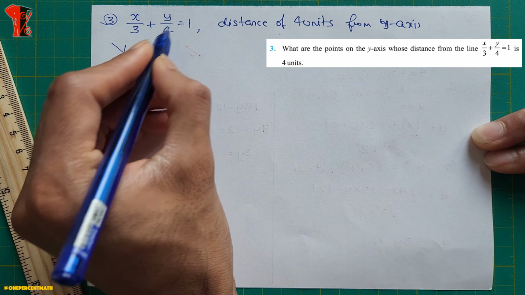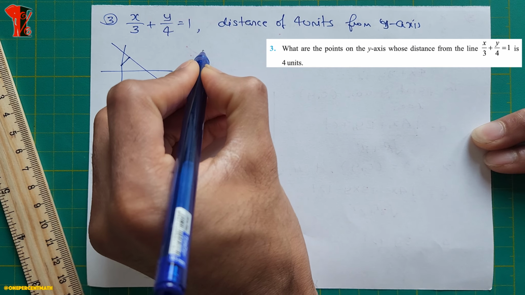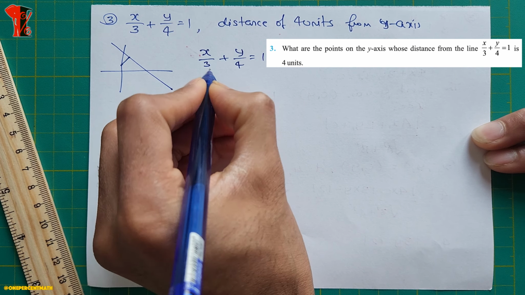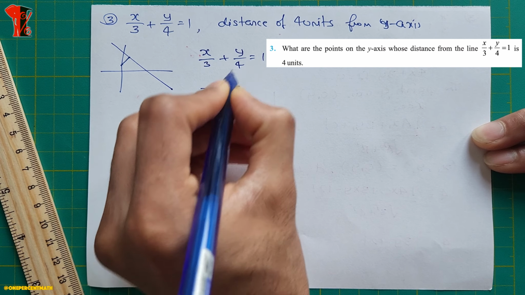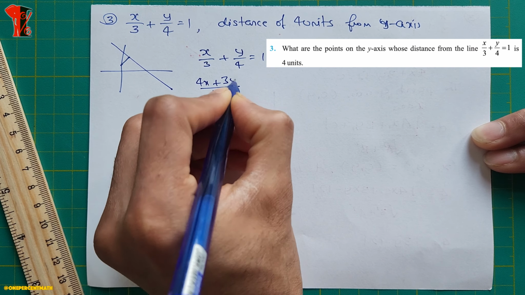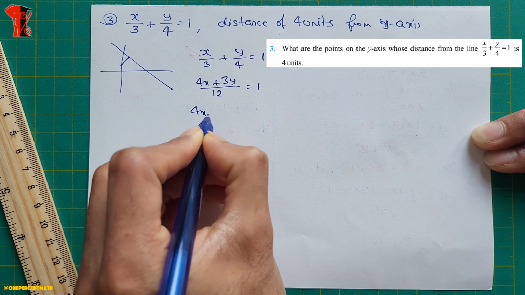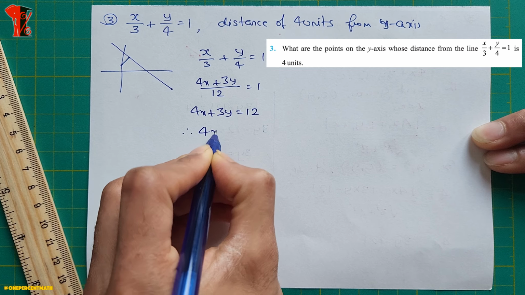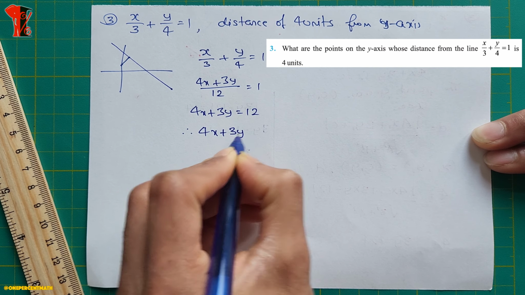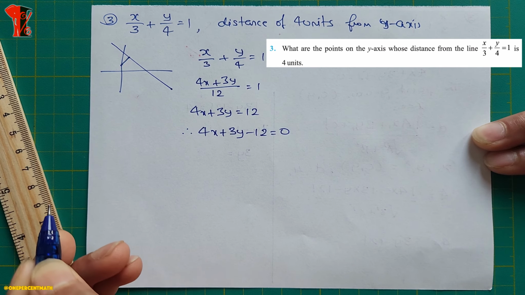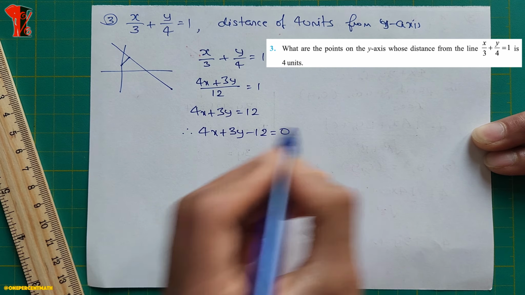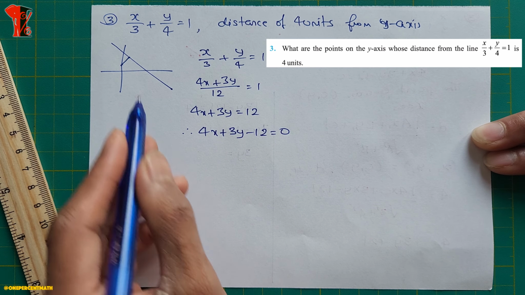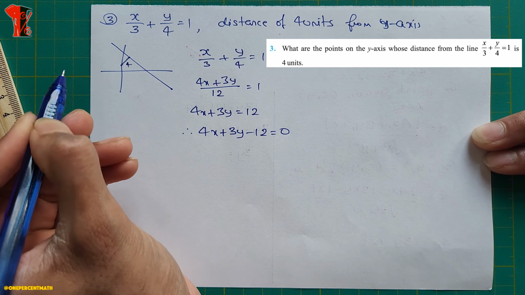To continue with this, let us arrange this in the standard form. That is x by 3 plus y by 4 is equal to 1. Take an LCM. It will be 12, and 4x plus 3y is equal to 12. If I rearrange, the equation becomes 4x plus 3y minus 12 is equal to 0. Okay, this is going to be our equation. And this line is at a distance of 4 units from the points we want.